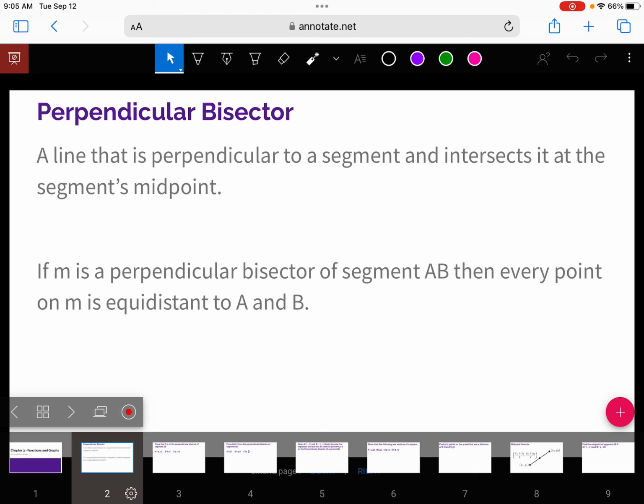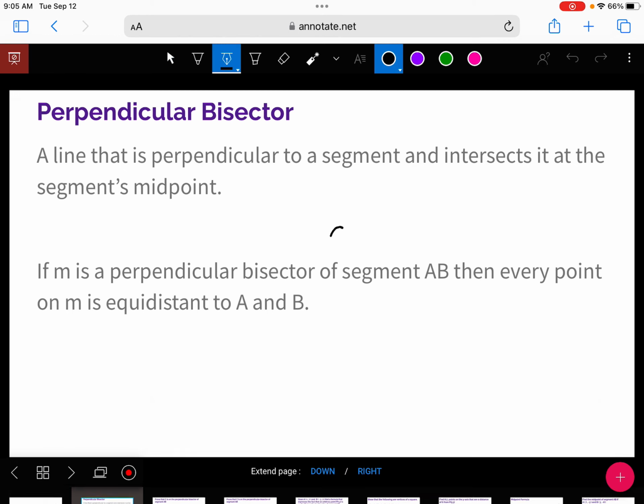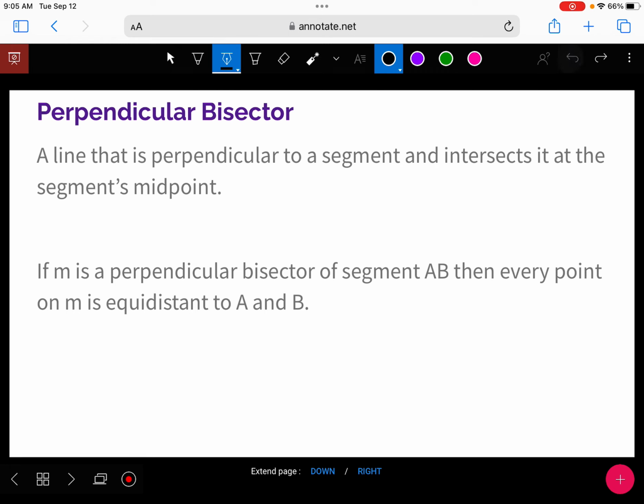About perpendicular bisectors, it's going to use some of our distance formula stuff again. What a perpendicular bisector is, when we have something like a segment... That was a really terrible thing. We're going to try that again. So if we have a segment, the perpendicular bisector goes through the midpoint at a right angle. Bisector means cutting in half.